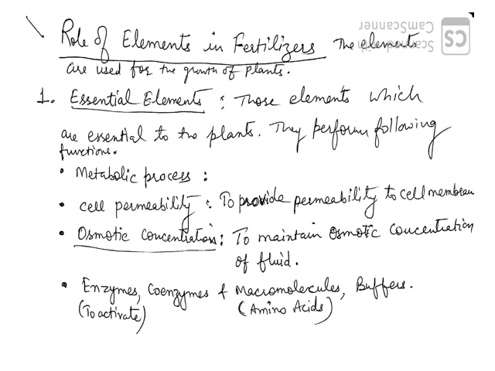The elements are those which are very essential for the growth of plants, like carbon, hydrogen, oxygen, nitrogen, phosphorus, and potassium. We can categorize the elements into various types. The first category is essential elements. Essential means very important, playing important functions.